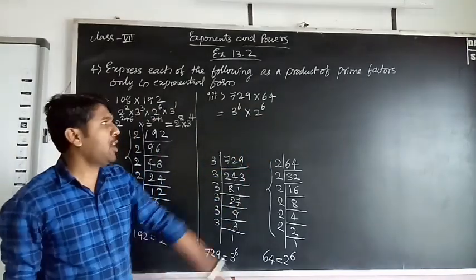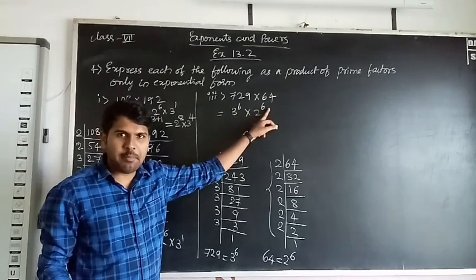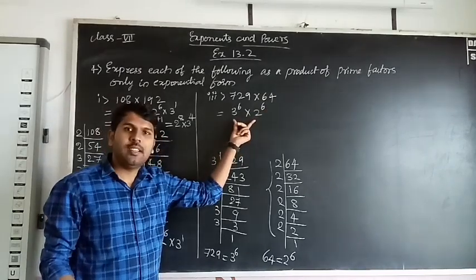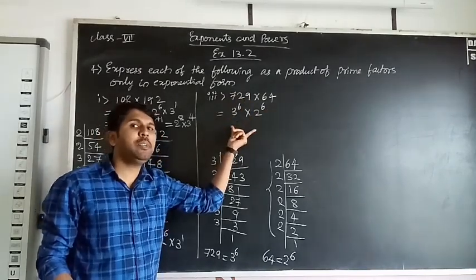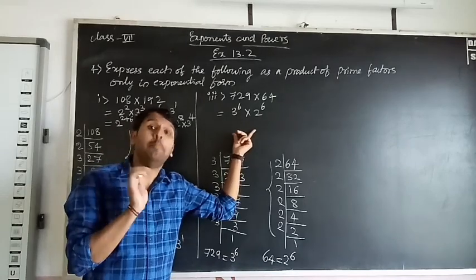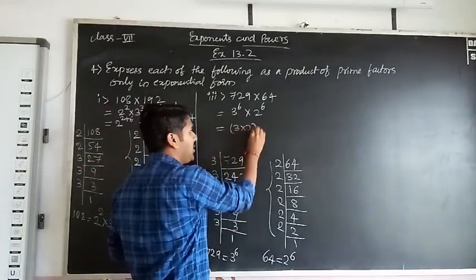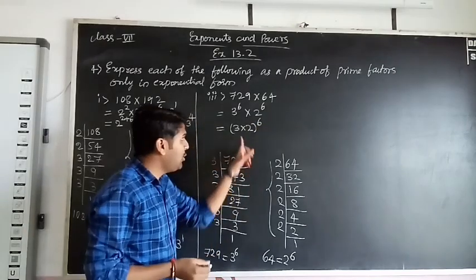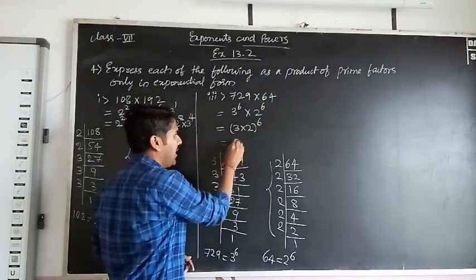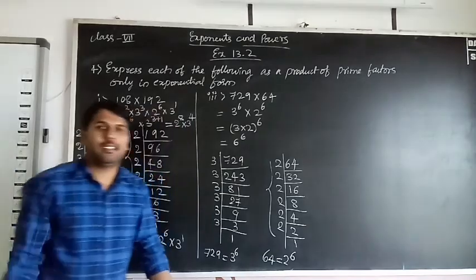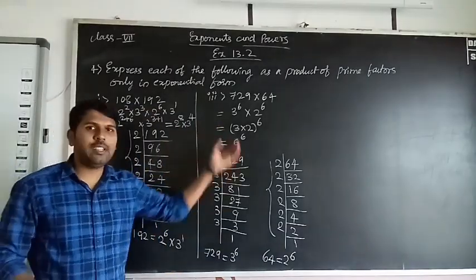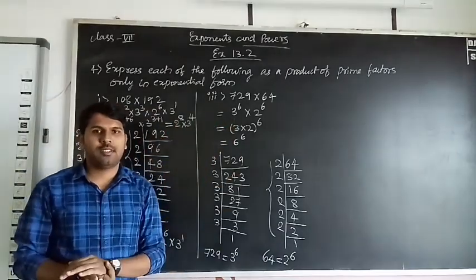Okay, so now here the powers are same, the bases are different. If the powers are same and the bases are different, just multiply the bases. So 3 into 2, raised to 6. 3 twos are how much? 6, isn't it? The answer is 6 raised to 6. Okay, this is the way of solving these types of problems.